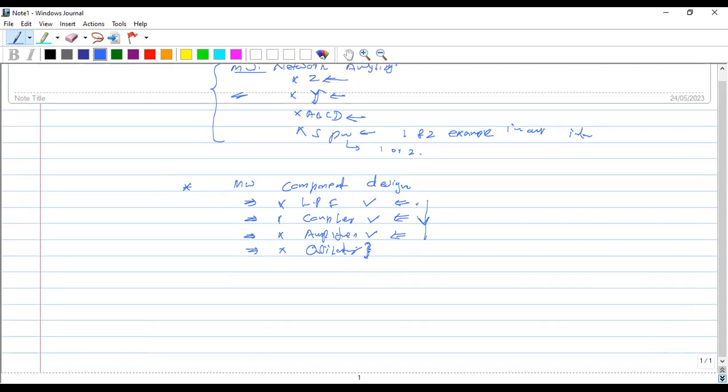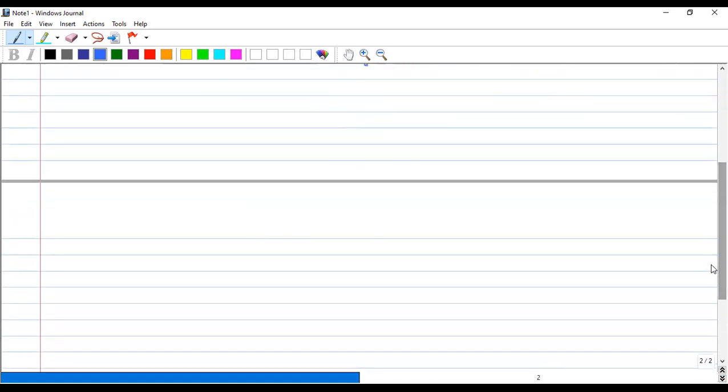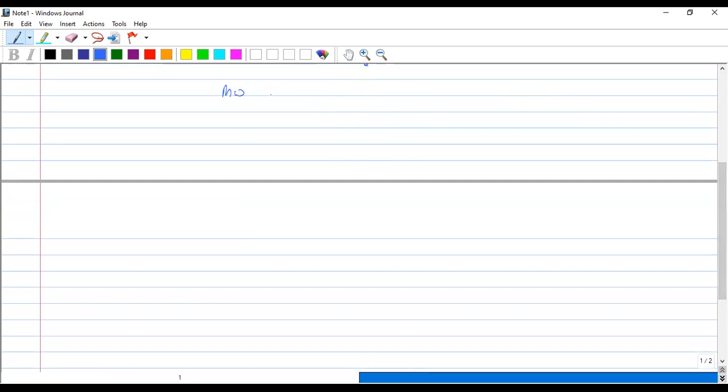Today we are going to discuss LPF, or microwave low pass filter. I think you already know what a filter is. Can anyone tell what a filter is? Just one sentence.